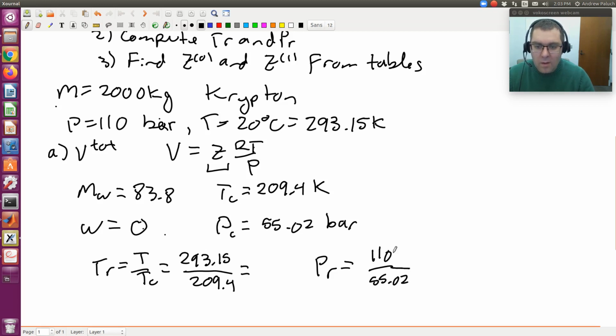I see that both pressure and temperature are greater than the critical temperature and pressure, so this would correspond to a supercritical fluid.